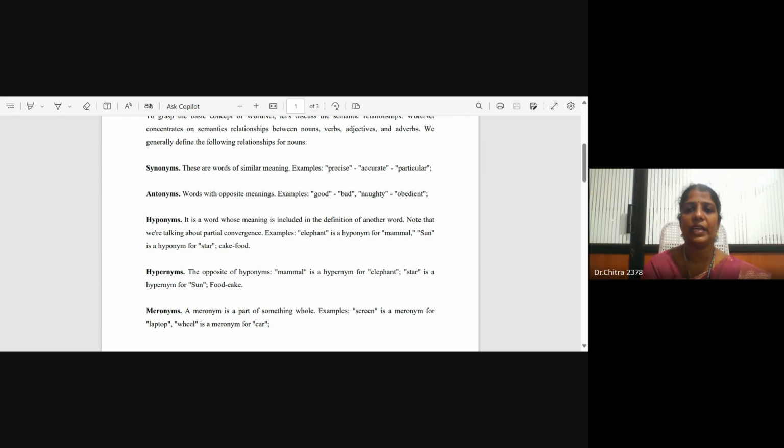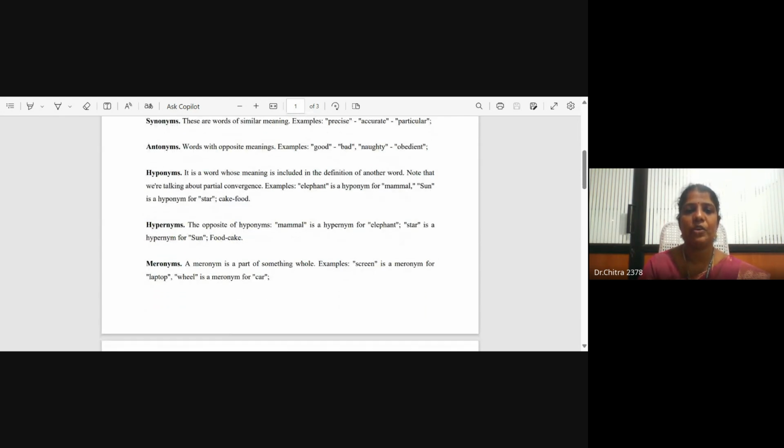In the same manner, another category in WordNet is hyponyms. A hyponym is a word whose meaning is included in the definition of another word. For categorizing words, we follow this. Consider mammals. Elephant is a hyponym of mammal. That means elephant comes under the category of mammal. Similarly, giraffe is a hyponym of mammal, and dog is a hyponym of mammal. All these things come under mammal, so they are grouped in the category of mammal, and that is what is called a hyponym.